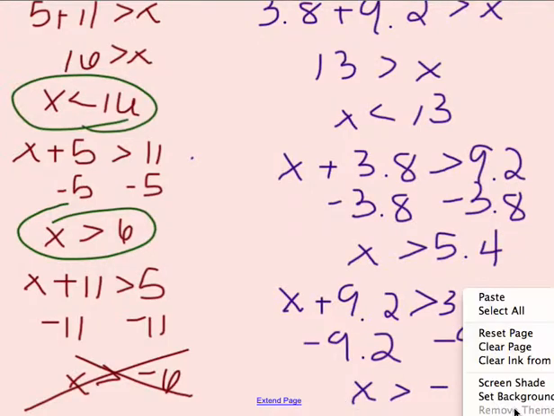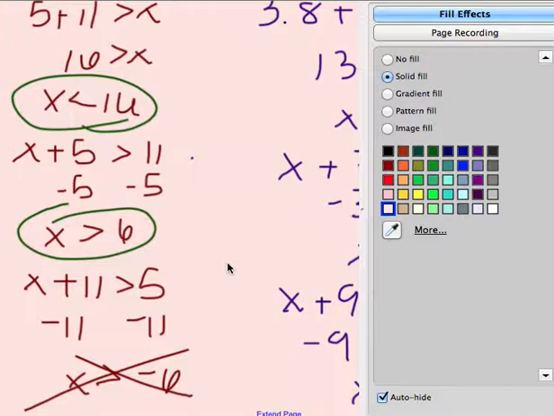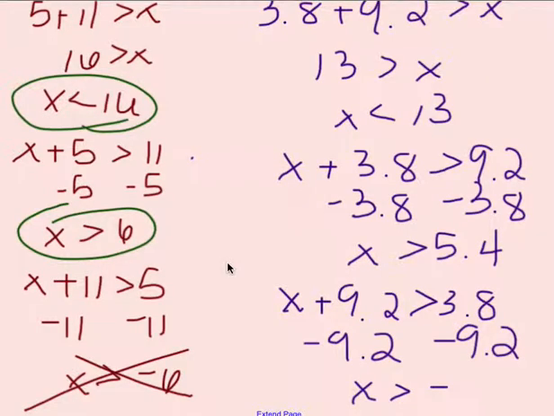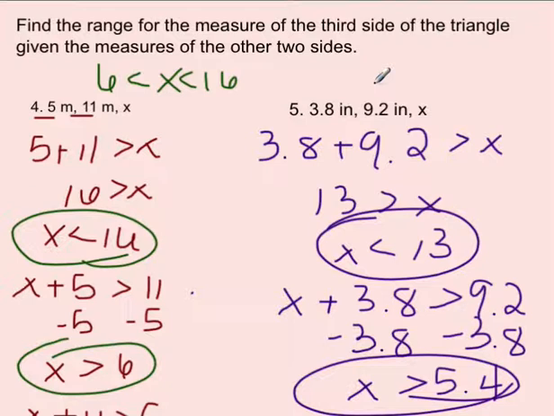Well, again, we don't want negative, so we're going to go ahead and get rid of that one, negative 5.4. So here are the two inequalities that we want to use to set up. We know that x has to be less than 13, so my bigger number goes on the far right, but we also know that it has to be greater than 5.4. So that right there is your final answer for number 5.